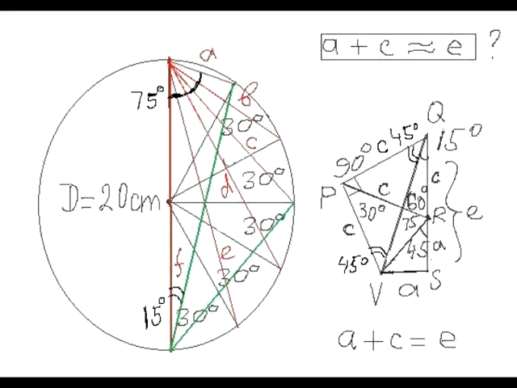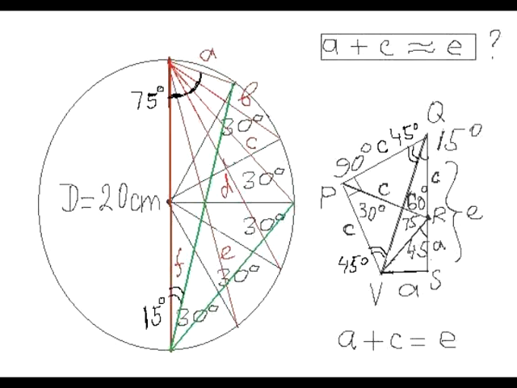VPQ is the isosceles right triangle, and VQS is the 15-75-90 triangle. These 2 triangles share the same hypotenuse. Side VS has length A, side QS has length E, and sides PQ and PV each have length C.